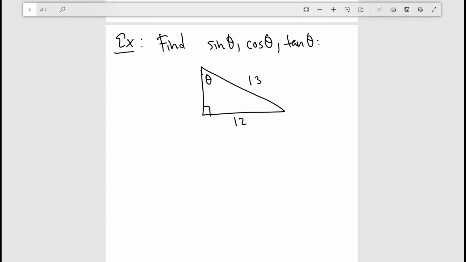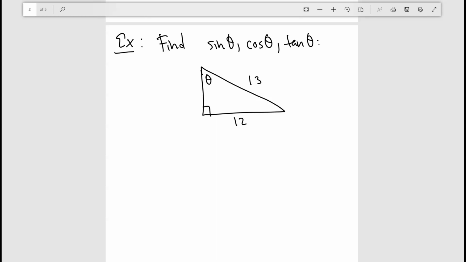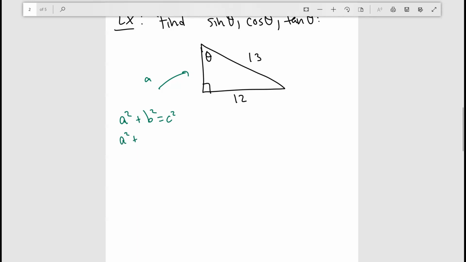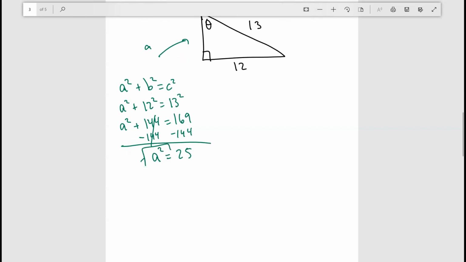So now the first thing that we want to figure out is the missing side. So again, we're going to use the Pythagorean Theorem. I'm going to label this A. So a squared plus b squared equals c squared. A, I don't know what it is. B is going to be 12 squared. C is going to be 13 squared. So that's going to give me a squared plus 144 equals 169. I'm going to subtract 144. So a squared is equal to 25. Take the square root. I don't really need to add plus or minus because I know that this is the length of a triangle. So it's just going to be 5. So here this a is going to be equal to 5.